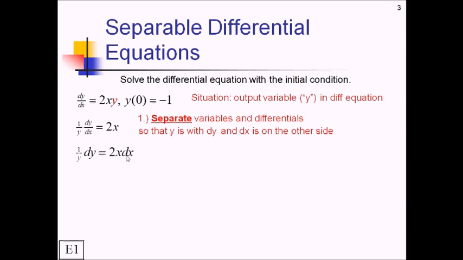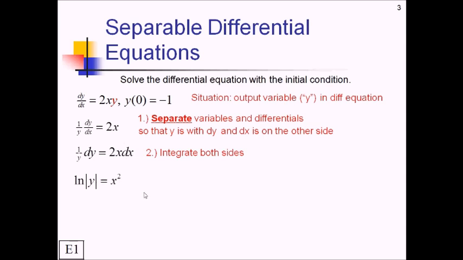So now what? At this point, we're going to integrate both sides. So on the left side, this is going to be ln absolute value of y, not too nasty there. And on the right side, this bumps up to a 2 for the power. Dividing by that, we have x squared.